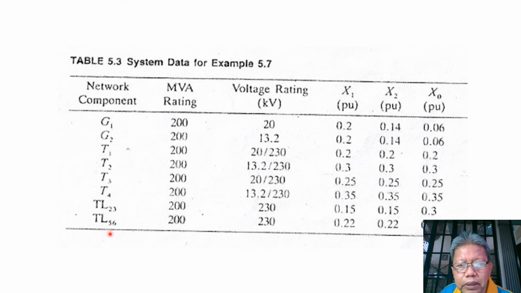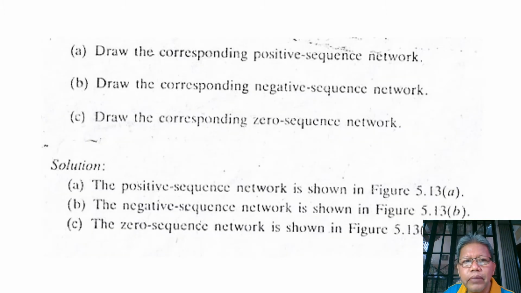Now TL56, the MVA capacity is 200, and the voltage rating is 230 kV, and the positive sequence is 0.22. The negative sequence is 0.22, and the zero sequence is also 0.3. Now we are required to draw the corresponding positive sequence network in letter A, and in letter B, we have to draw the corresponding negative sequence network, and in letter C, we have to draw the corresponding zero sequence network.